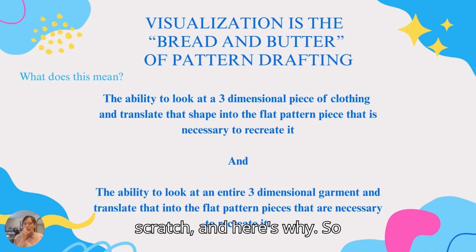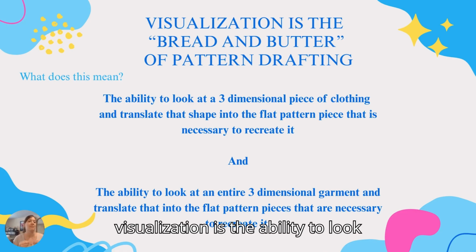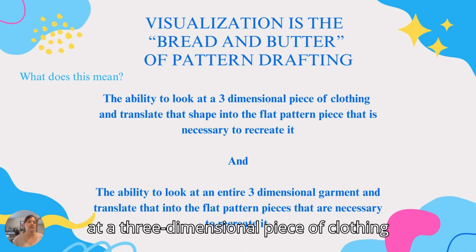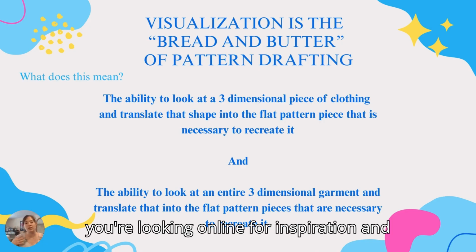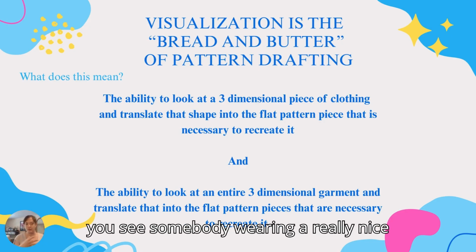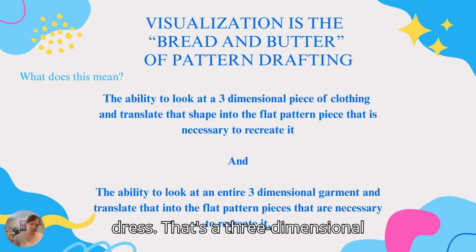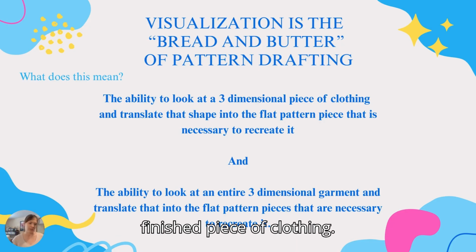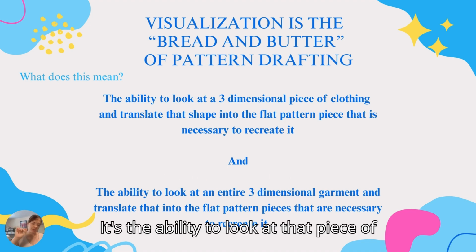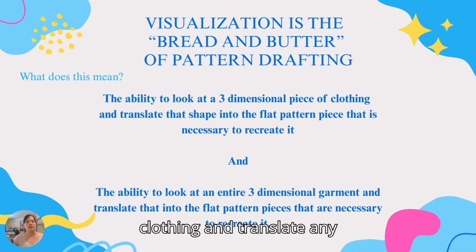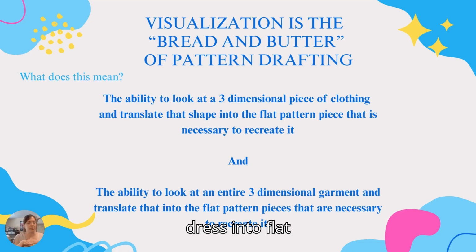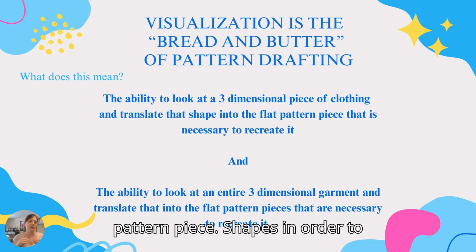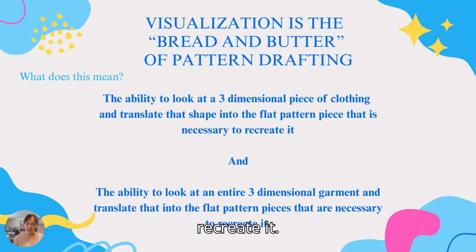And here's why. So, visualization is the ability to look at a three-dimensional piece of clothing, like the shirt I'm wearing now, or say you're looking online for inspiration and you see somebody wearing a really nice dress. That's a three-dimensional finished piece of clothing. It's the ability to look at that piece of clothing and translate any of the individual pieces, parts of that dress, into flat pattern piece shapes in order to recreate it.